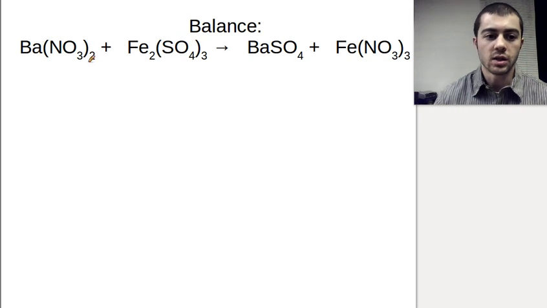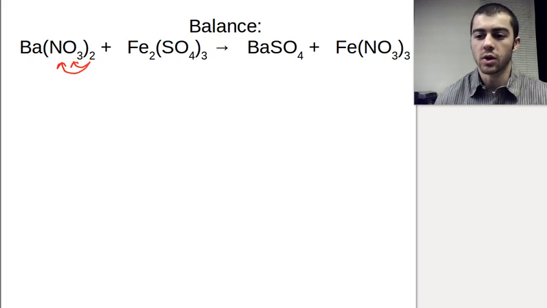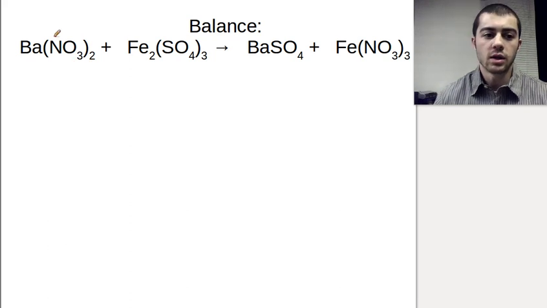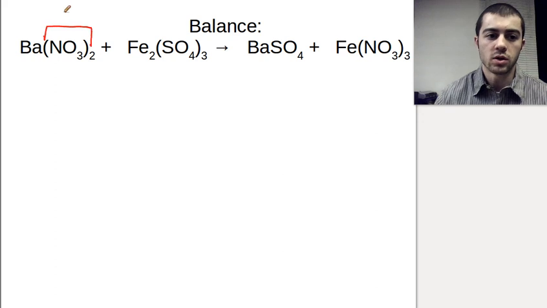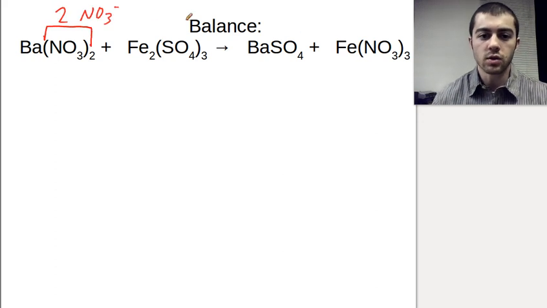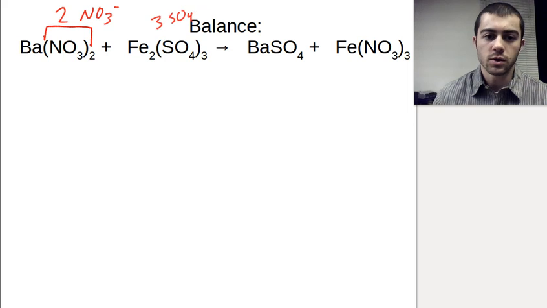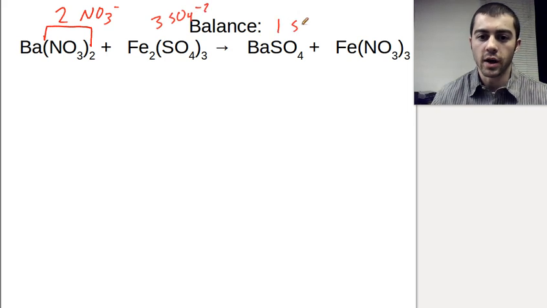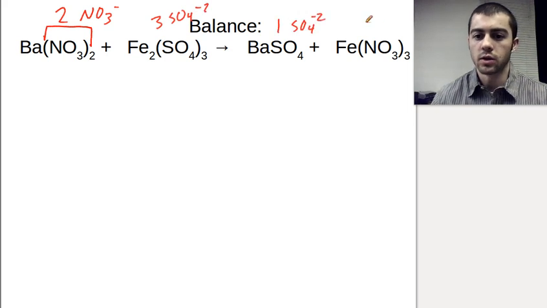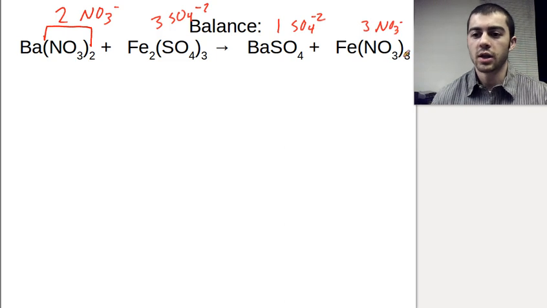So instead of distributing this 2 here, which would give us 6 oxygens and 2 nitrogens, what we can do instead is count this as one group. This would be just 2 NO3s. And then this would be 3 SO4s. And this would be 1 SO4. And this would be 3 NO3s. So instead of treating them as separate elements, we can treat the polyatomics as one group, as long as we see them on both sides of the equation, as we just showed.